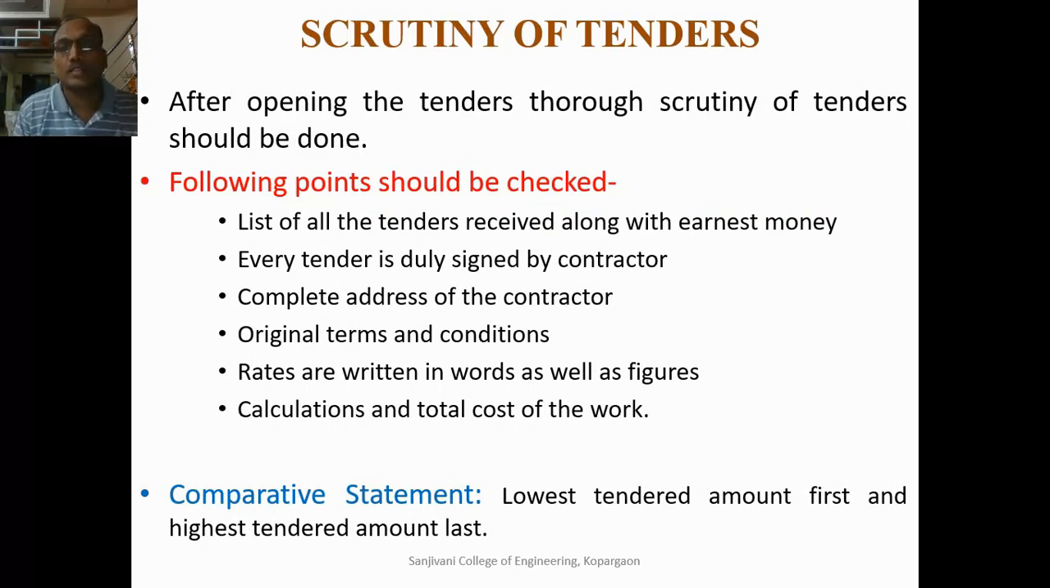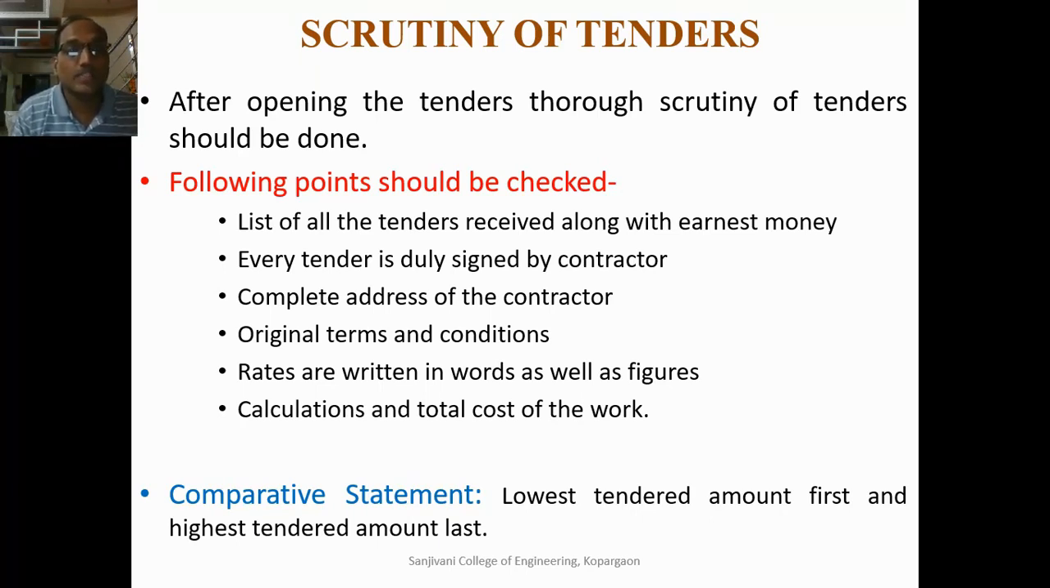After opening the tender, thorough scrutiny of tender should be done. This scrutiny is carried out in the following sequence of points. A list of all the tenders issued along with earnest money is first listed out. Whether every tender is duly signed by the contractor or not is also properly checked. Whether the complete address of the contractor is properly mentioned at the right place is also checked.